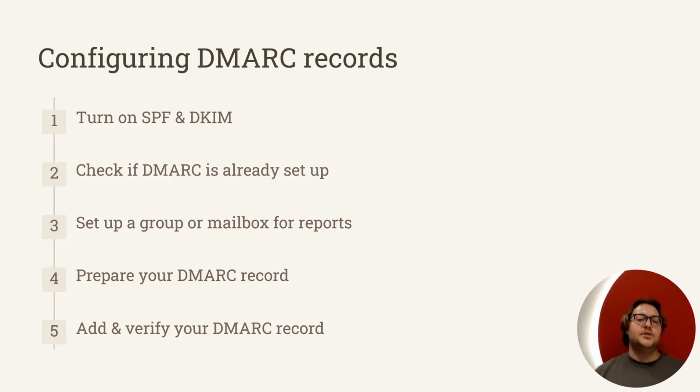The first step is to ensure you have SPF and DKIM properly configured for your domain. This sets the foundation for DMARC. Next, check if DMARC is already set up for your domain. This will help you understand your current DMARC posture. Set up a group or mailbox to receive the DMARC reports. These reports will provide valuable insights into your email sending practices.